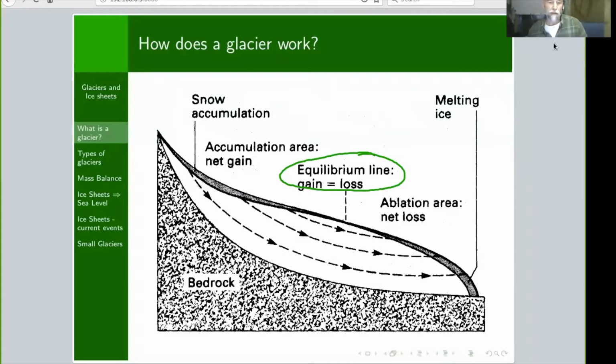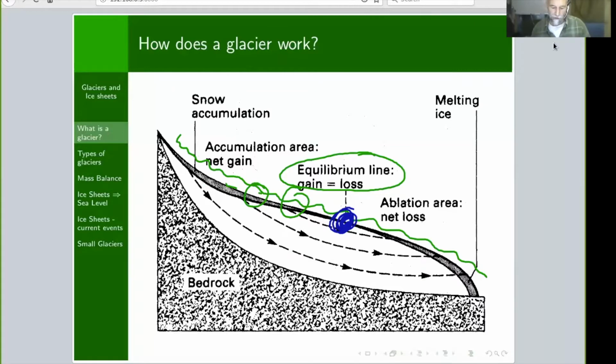And that equilibrium line, as you can imagine, because the lapse rate is pretty consistent, the temperature varies just about linearly as you go down this glacier. And so there will be a point where less snow survives, less snow survives. Finally, all of the snow that falls in any given year has melted by the end of the summer.